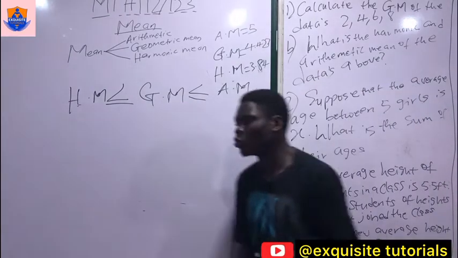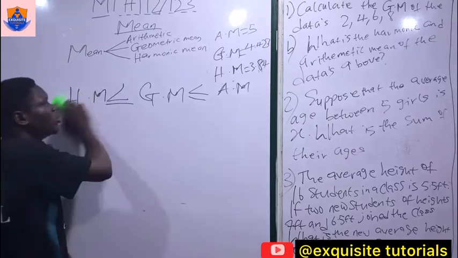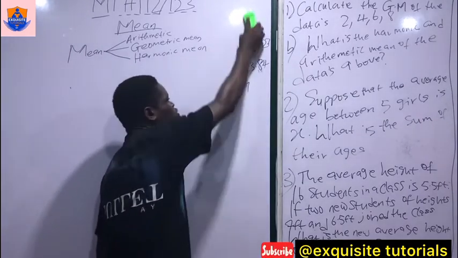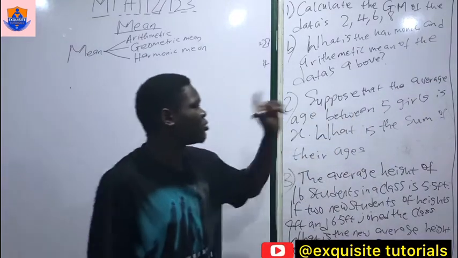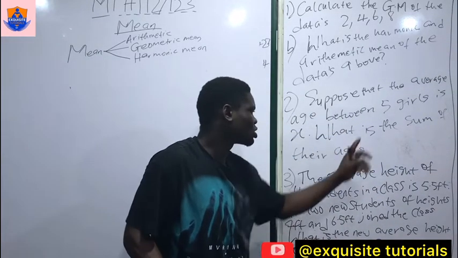Now let's move over to question 2. Don't get bored. For question 2, it said suppose the average age between 5 girls is X. What's the sum of their ages?